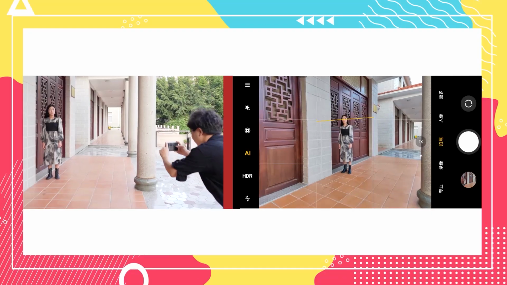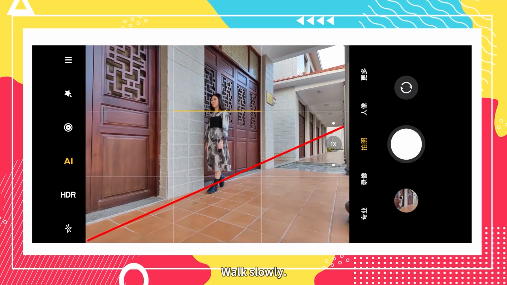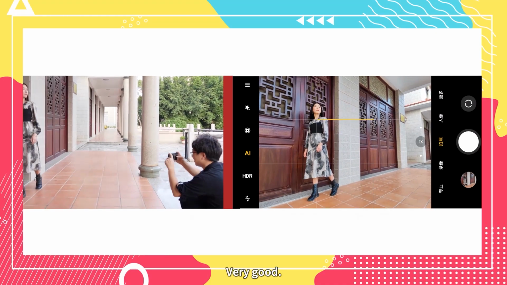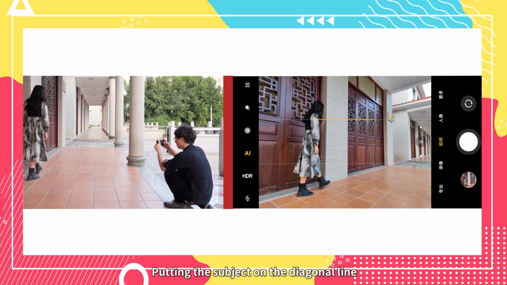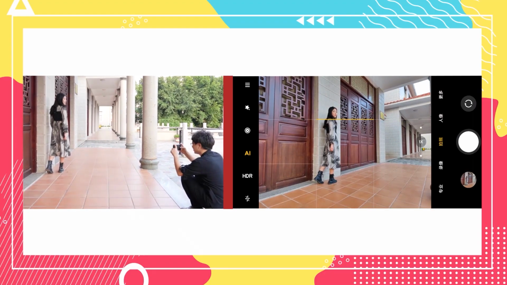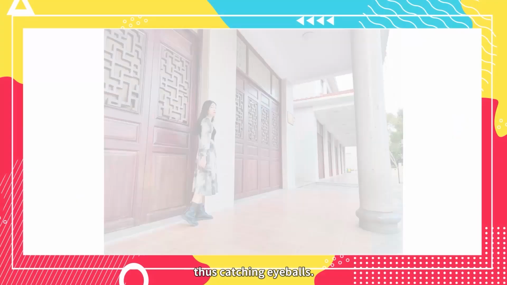Okay. Walk over here slowly. Very good. Walk slowly. Okay, look far away. Yes, lower your chin. Very good. Walk back now, I'll take a look. Putting the subject on the diagonal line is a good way to make the picture dynamic and lively. The lines create a convergence trend, thus catching eyeballs, and the subject is highlighted.